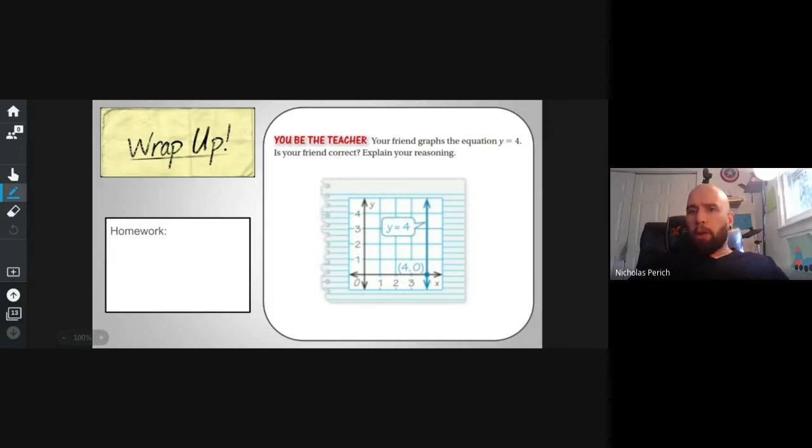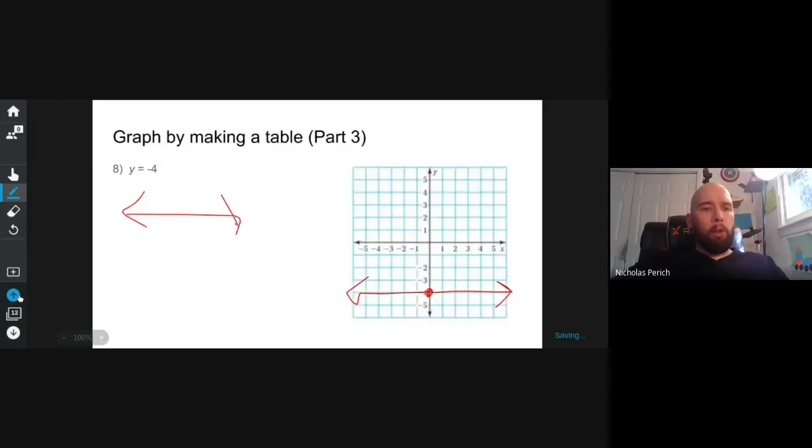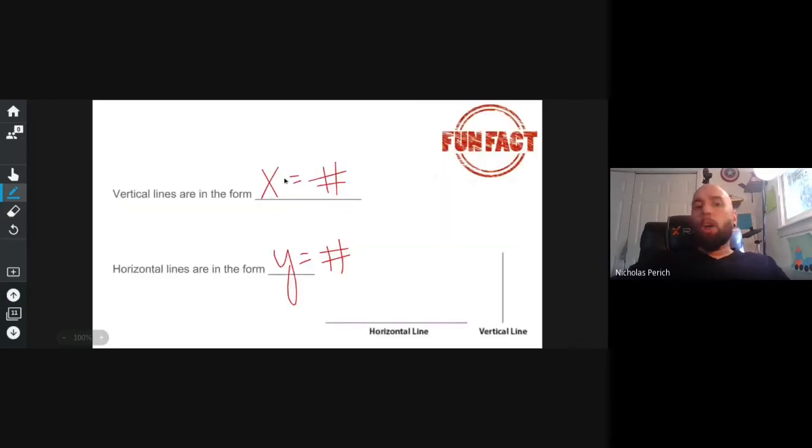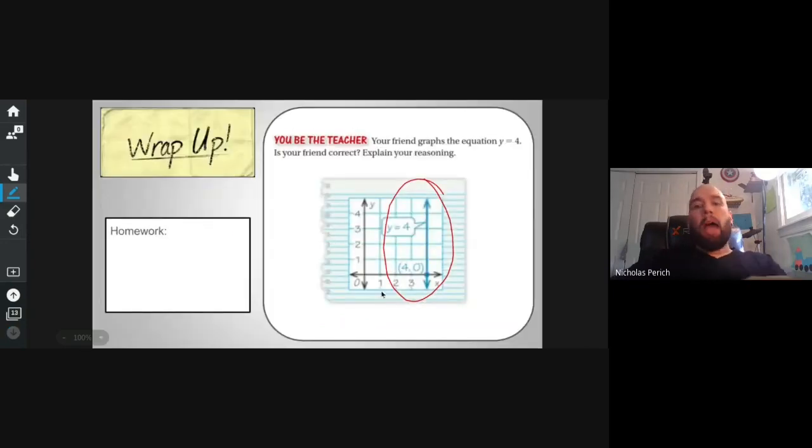So, to wrap things up, your friend graphs the equation y equals 4 as a vertical line. Is your friend correct? Is y equals 4 a vertical line? Let me go 2 slides ago. No, because vertical lines are in the form x equals a number. No, they are not right. Wrong!